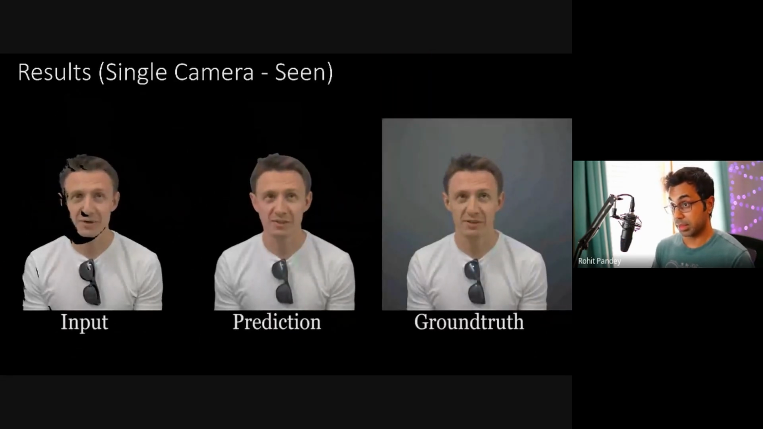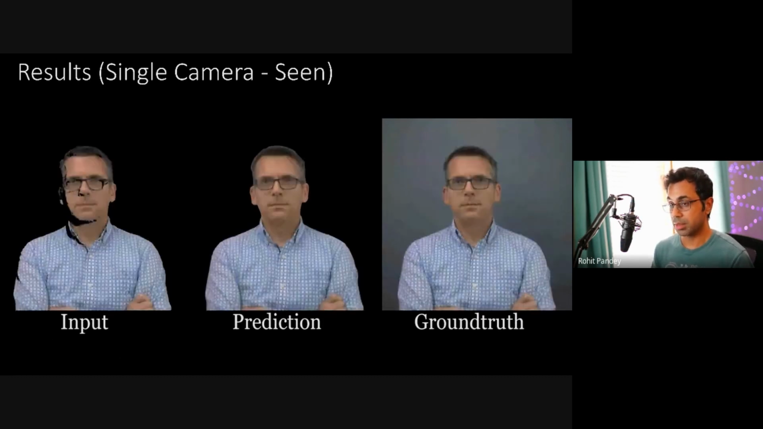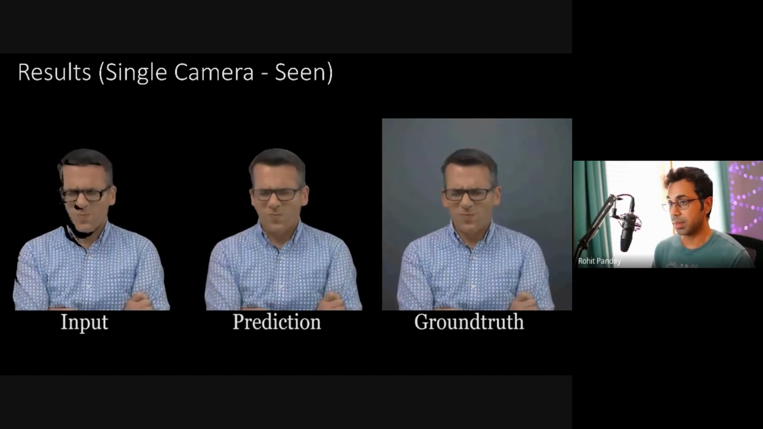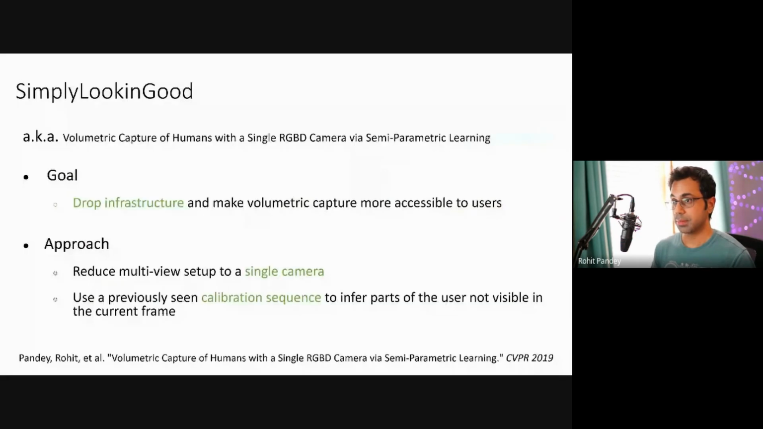Similarly, we also had a setup that used the single camera only. So there was a single RGB and depth camera to the upper left of the person, and the rest was inpainted by the network. Some results on unseen people as well.